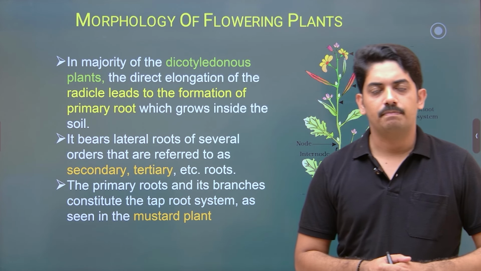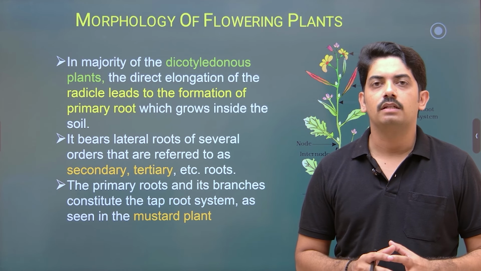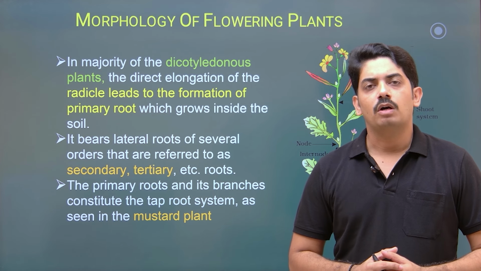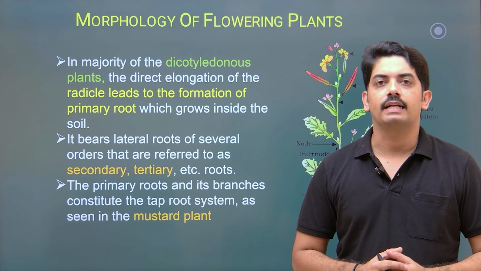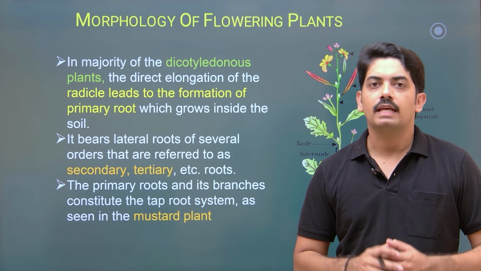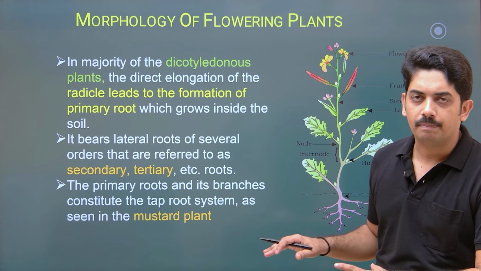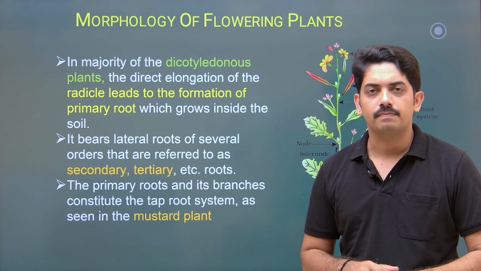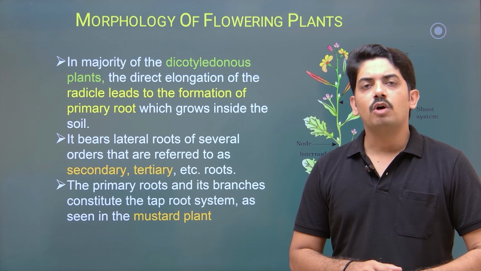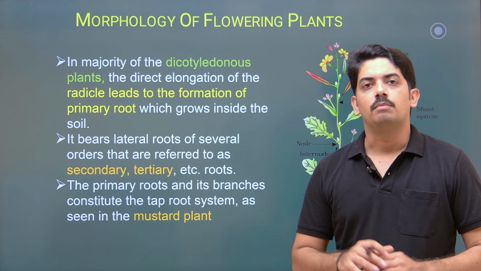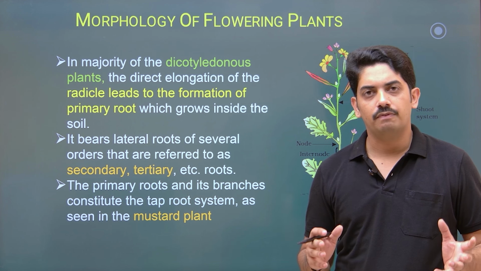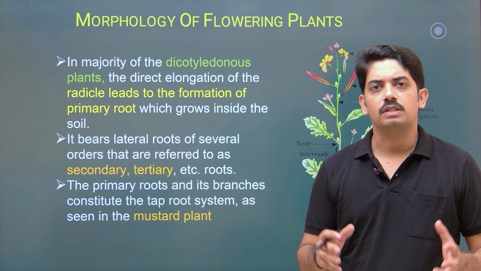Morphology of flowering plant. We'll try to understand what is being explained in the name of the topic. Morphology in the sense external character. Flowering plant means angiosperms. So in this topic, whatever we will study is related to angiosperms. Now, morphology includes morphology of root, morphology of stem, morphology of inflorescence, flower, fruit, seeds.